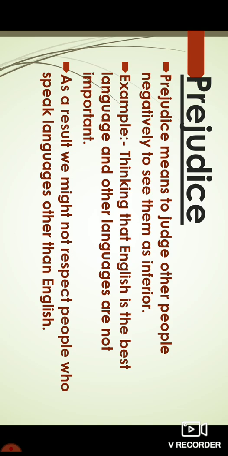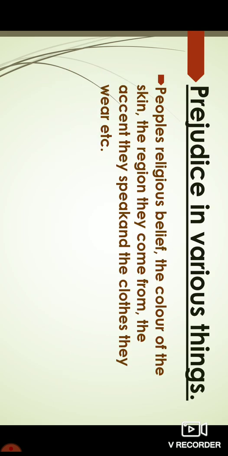So we should respect each and every one. We should never think inferior about any person. Okay? Prejudice exists in various things: people's religious belief, the color of skin, the region they come from, the accent they speak, and the clothes they wear, etc. We think, before they even come, we have a concept in our mind. Oh my god, these people with small eyes, when this man came, we say he came from China. They are not Chinese, my dear children. If you find a person with small eyes, not all small-eyed people belong to China.